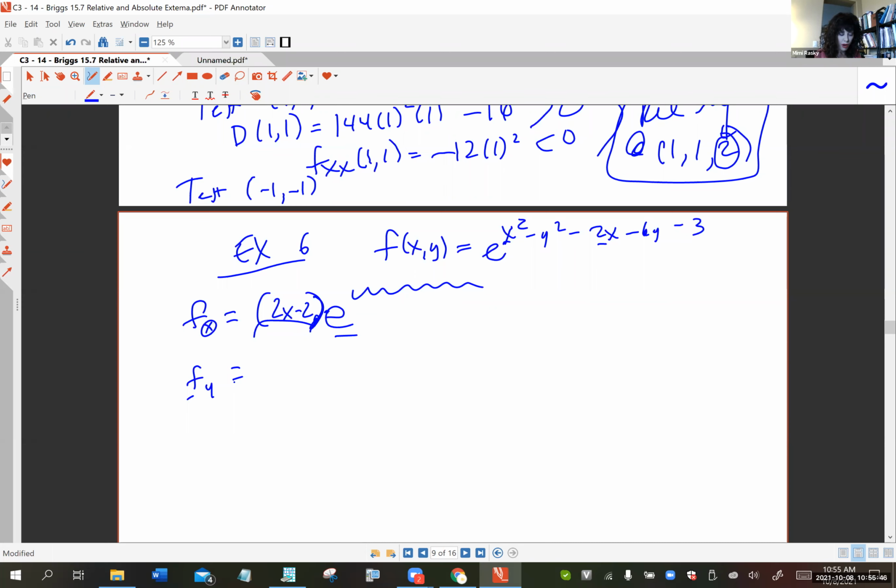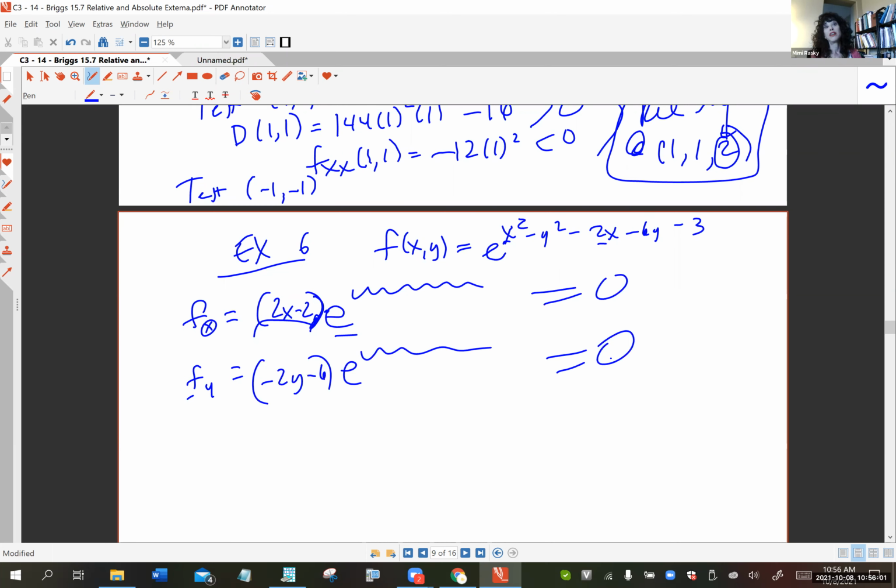Similarly, the fy is e to the blah, blah, blah. And then when you take the derivative of that big exponent with respect to y, I get negative 2y minus 6. Okay, you're going to set both of these partials equal to 0 and solve the very nonlinear system of equations.